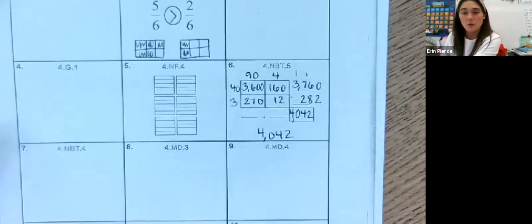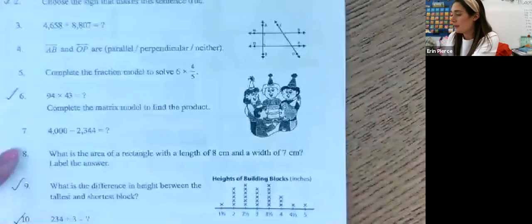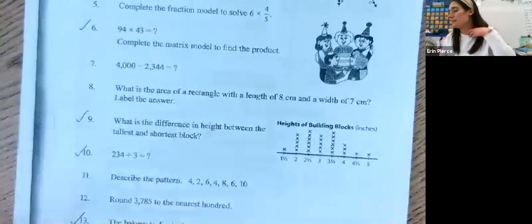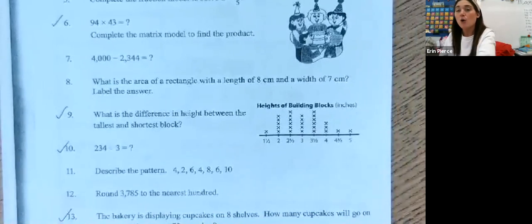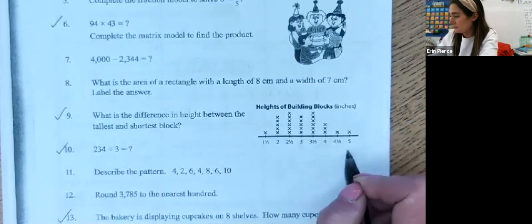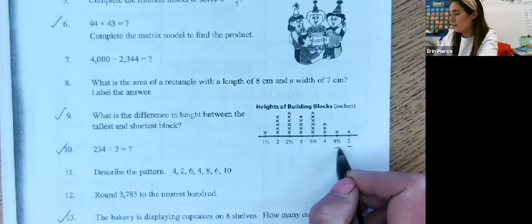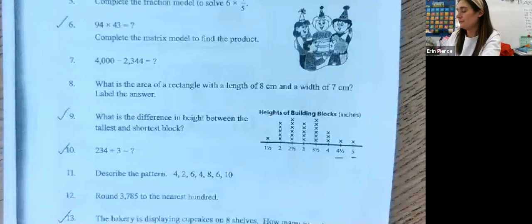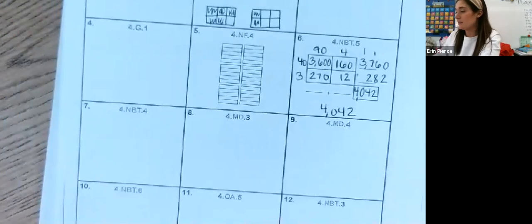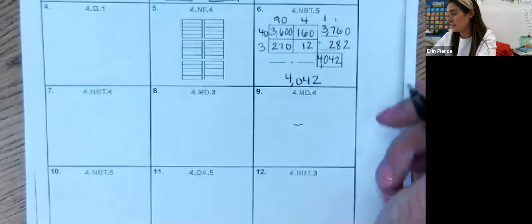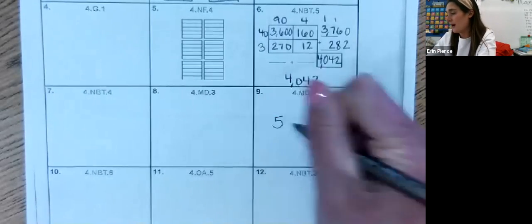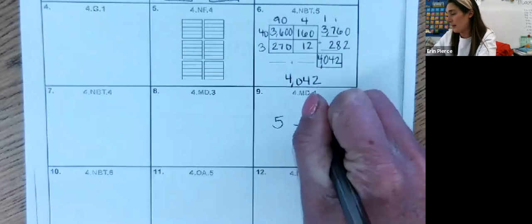My next question, number 9. What is the difference in height between the tallest and shortest block? Well, the tallest is 5. The shortest is 4.5. So I need to go to block 9. Difference means subtraction. I have to put the biggest number on top. 5 minus 4 and 1/2.